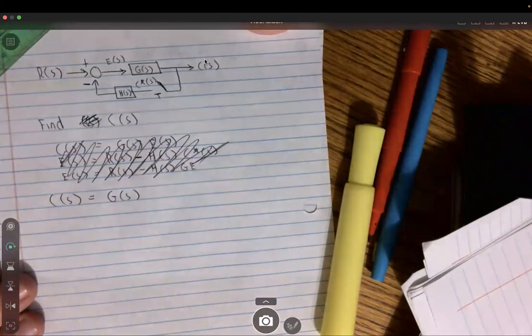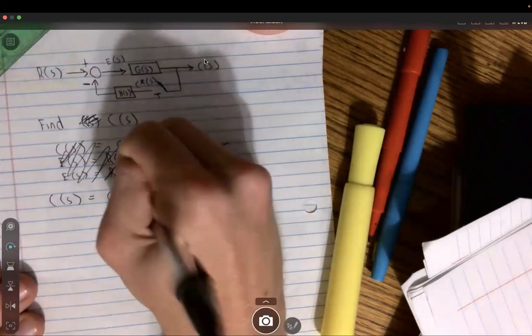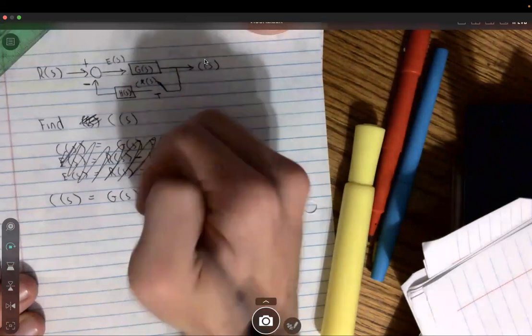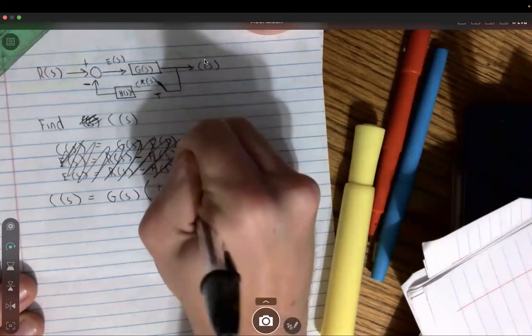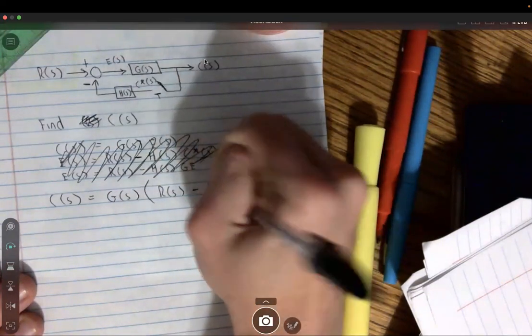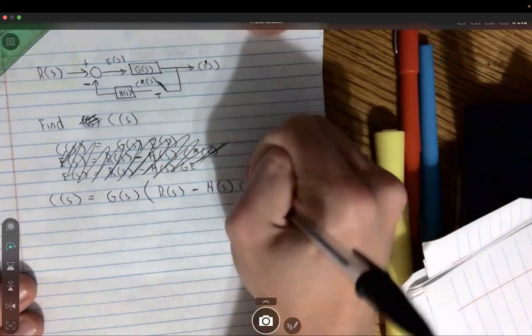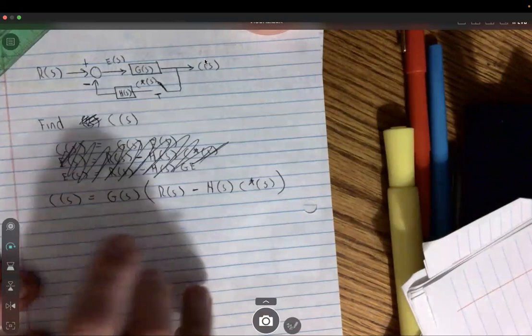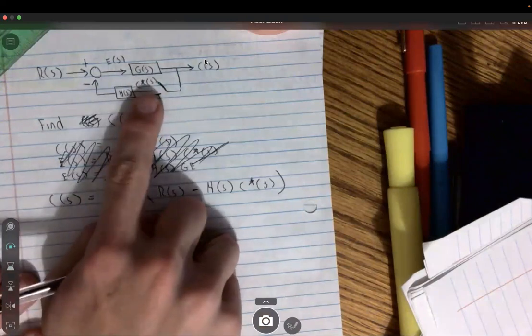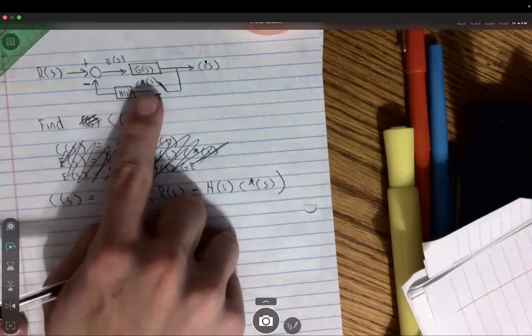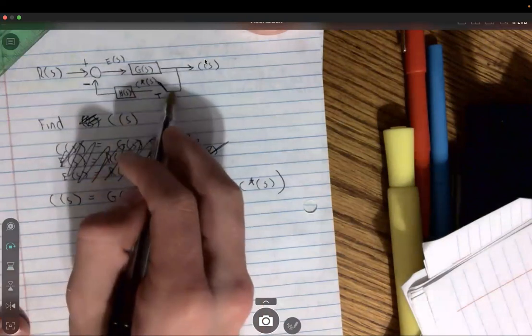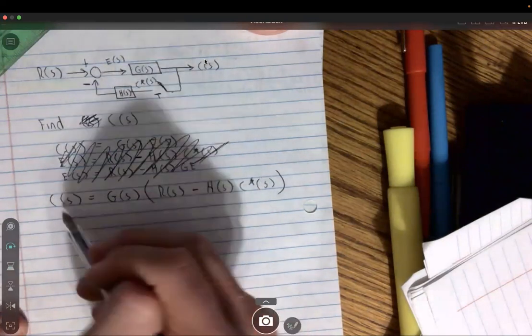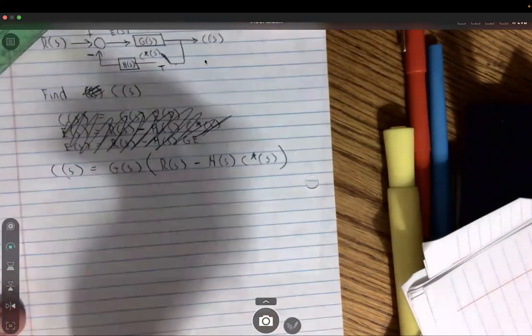So C of S is equal to G of S multiplied by, well, what's our signal coming in? R of S minus H of S multiplied by C star of S. So our output is written in terms of the output of the switch. And then our C star of S is just going to be, the input to the switch is just C of S, and you're solving for that, so we don't need to write it for the input to the switch.